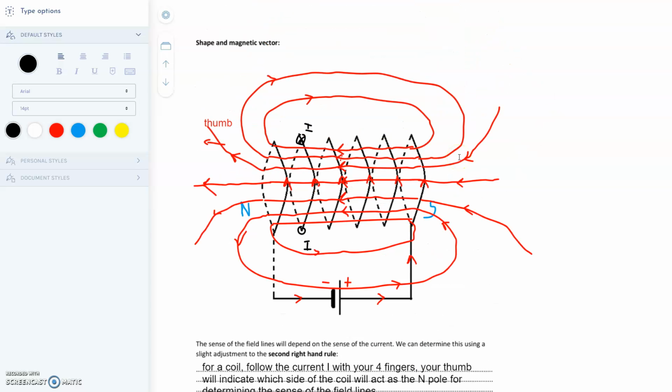And essentially, this situation combines what we've learned previously with our bar magnet in this case. I will see you in the next video to talk about the strength of this magnetic field a bit more.